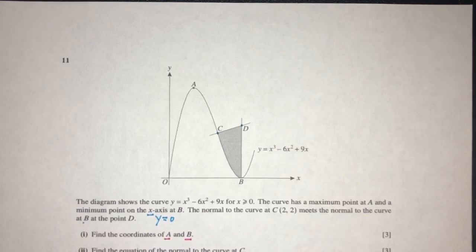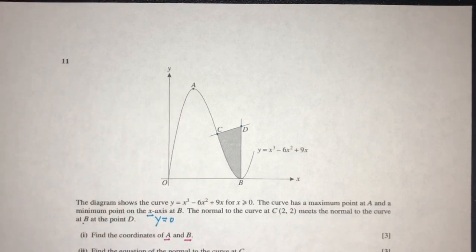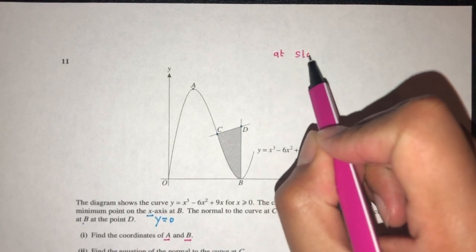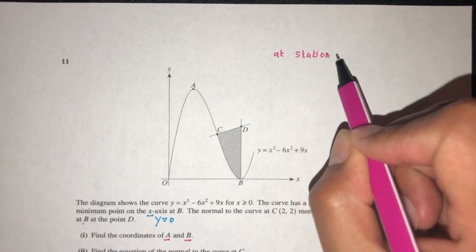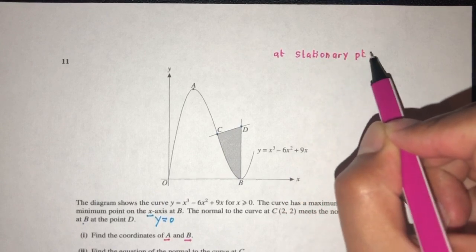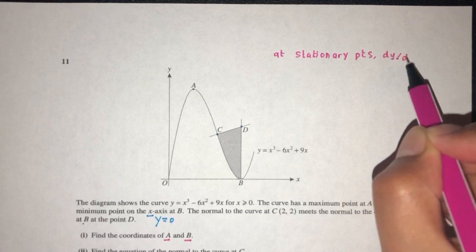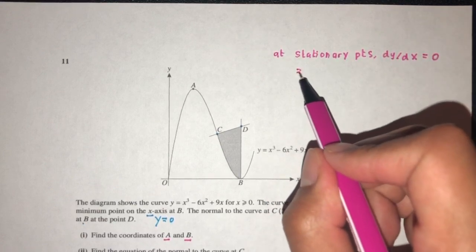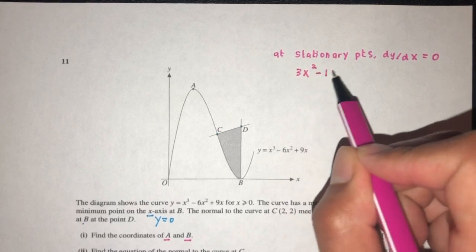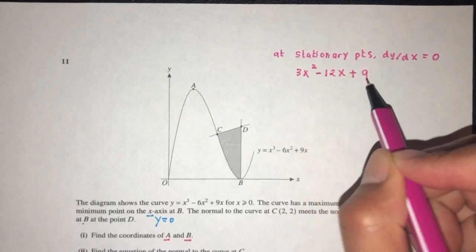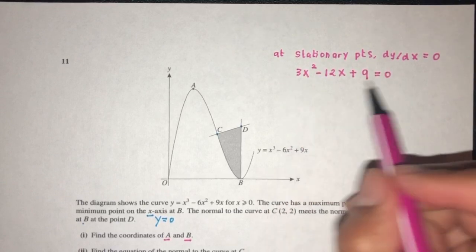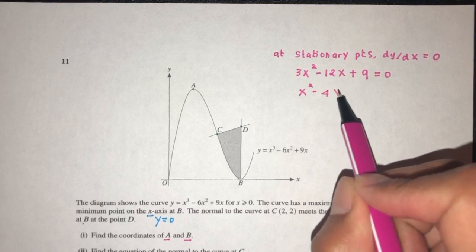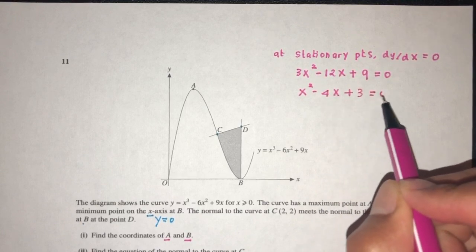As we can see, the points A and B are the stationary points, so we know that at stationary points, which are the maximum and the minimum points, dy/dx has to be 0. So let's find dy/dx. That will be 3x squared minus 12x plus 9 equals 0. Now we can simplify. Let's divide by 3 everywhere. You will have x squared minus 4x plus 3 equals 0.